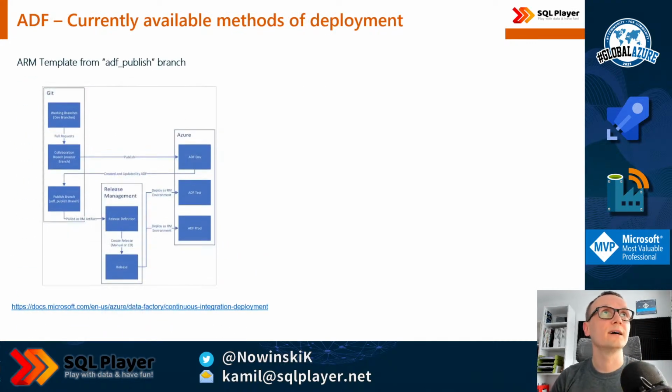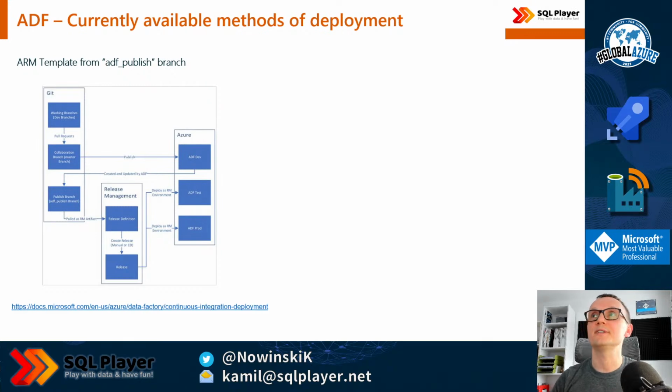What kind of methods do we have available right now? We have two methods. The first method, which Microsoft recommends, is using an ARM template. The ARM template comes from a separate branch that ADF creates for us, the ADF publish branch. I'm not going to describe all the steps of what is going on here. We just need to remember that with this publish method using ARM templates, we can deploy ADF and all its objects.